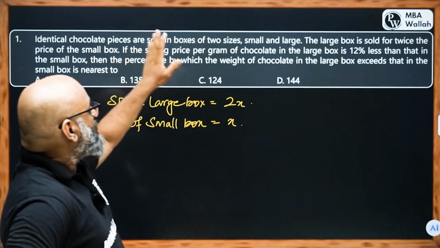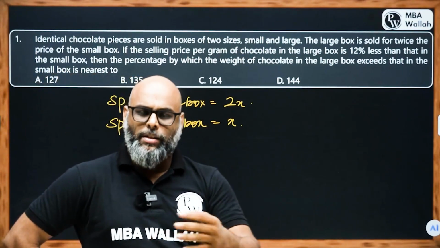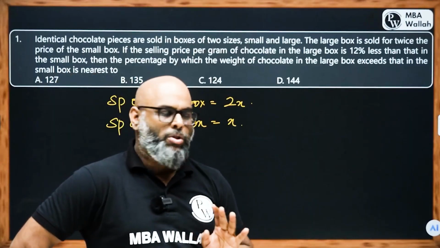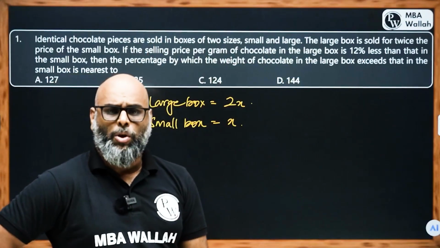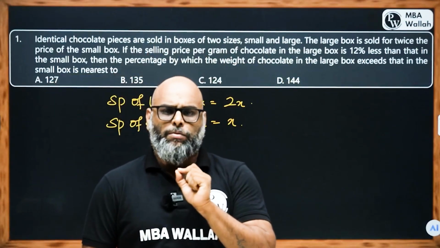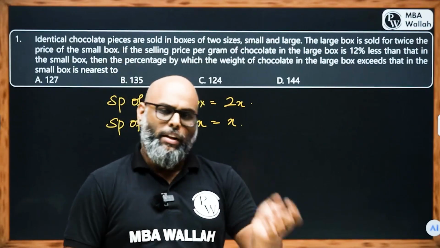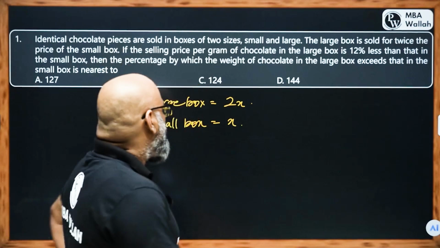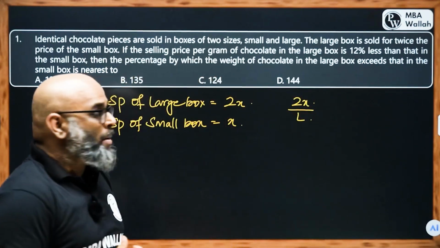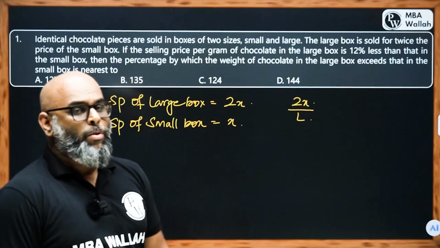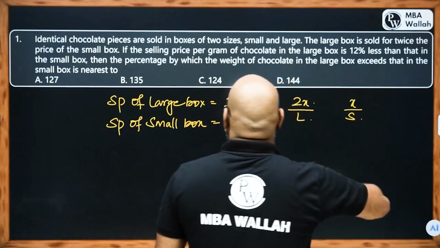Now the selling price per gram of chocolate in the large box is 12% lesser than the small box. We know that there are L pieces in the large box, S pieces in the small box. So what is the selling price per gram of chocolate? That will be your selling price divided by number of chocolates, right? That will give you per piece, per gram. So I can say 2x divided by L will be the selling price per gram of chocolate from the large box. What will it be for the small box? That will be x divided by S.